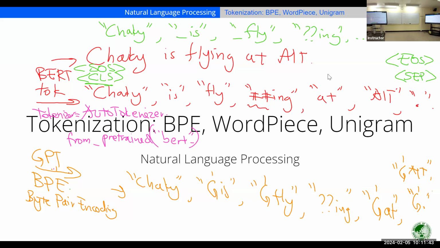So if you know already that you're gonna use the model BERT, then you just use the tokenizer call from the big model BERT. And then the next sentence you can do is tokenizer, "Chucky is flying at AIT." And then you print the results, you will know how they tokenize.